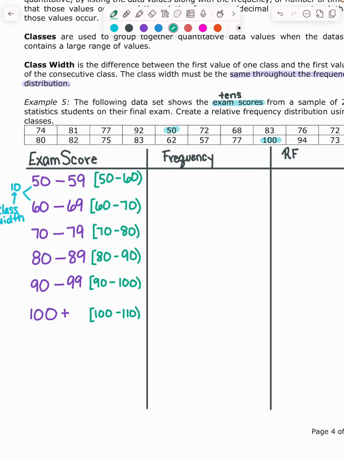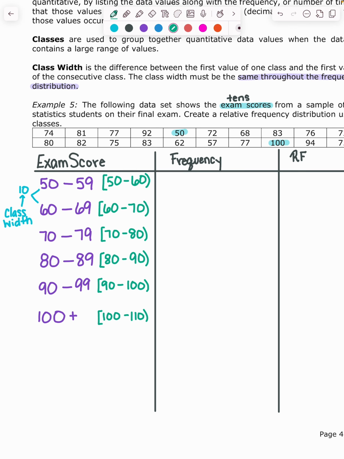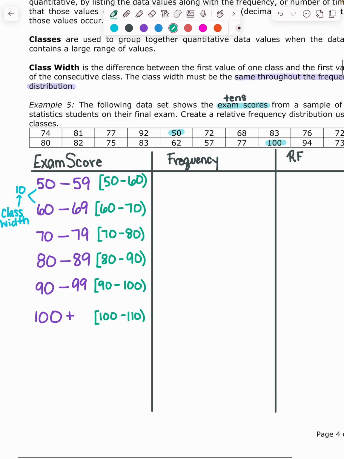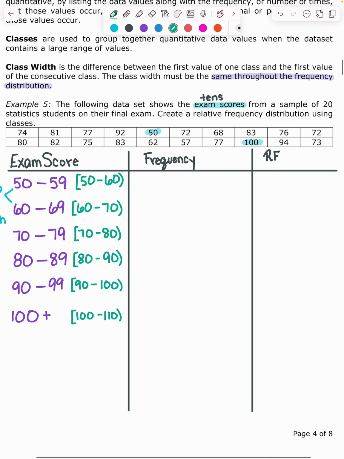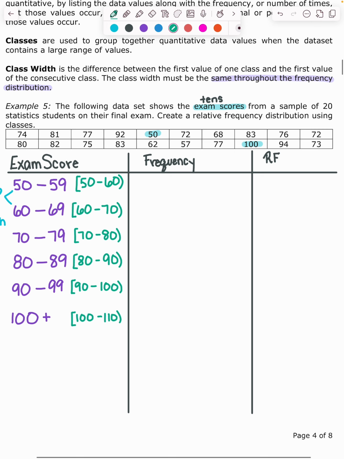So two methods of doing these classes where the class width is 10, because notice the first number in all of these rows has a difference of 10 to the first number in the row next to it. And I make sure that I set that up by just doing the first number in each of the rows first, and then I figure out what does the second number need to be. So now I can figure out the frequencies. Now that I figured out what my groups are, that makes figuring out the frequencies a whole lot easier.